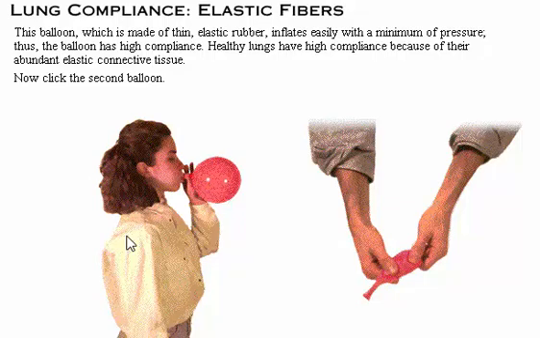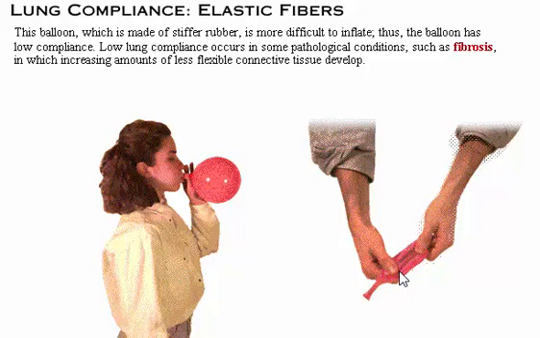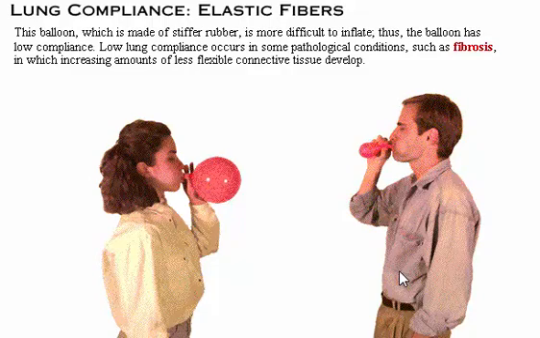Now click the second balloon. This balloon, which is made of stiffer rubber, is more difficult to inflate. Thus, the balloon has low compliance. Low lung compliance occurs in some pathological conditions, such as fibrosis, in which increasing amounts of less flexible connective tissue develop. Click either person to repeat the demonstration.